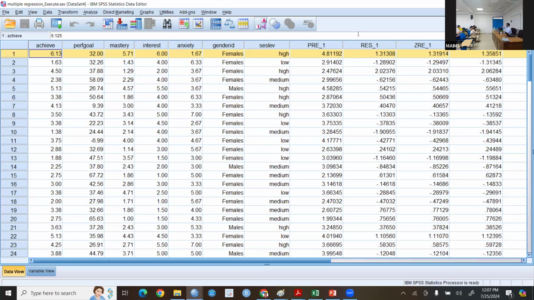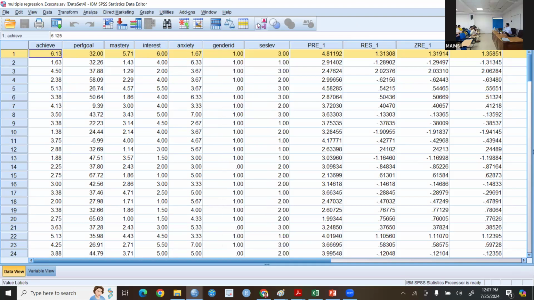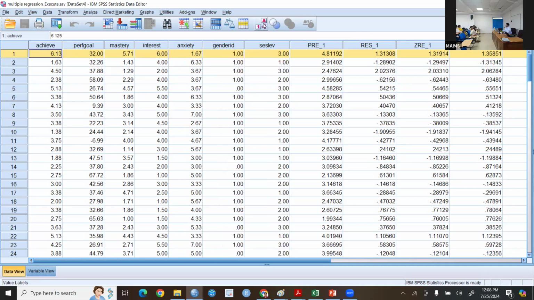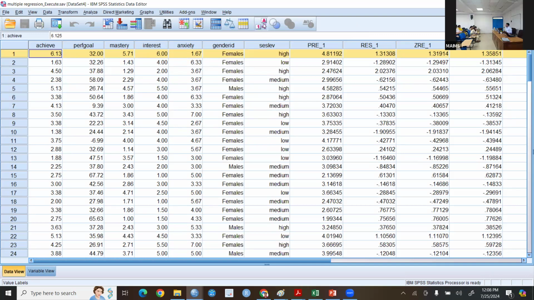Medium is middle income group, MIG, and low means LIG, lower income group. So socio-economic levels are three: three stands for high, two stands for MIG, one stands for LIG. So there are three categories of socioeconomic level. There are two categories of gender. My question to you is, now, is socioeconomic level nominal data or ordinal data?